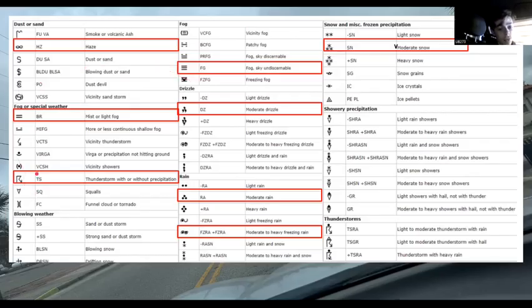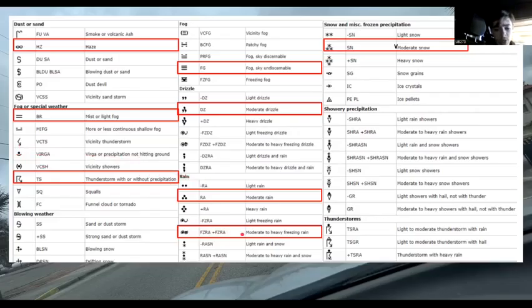TS is thunderstorm, with or without precipitation. In a severe weather situation, SQ or FC, which means squall or funnel cloud, tornado, that might be more useful in a situation where we have severe weather. Virga, that might be one that just is spelled out, so that's pretty easy.